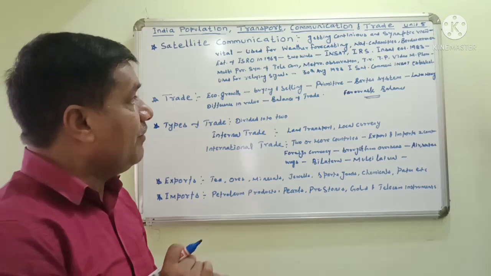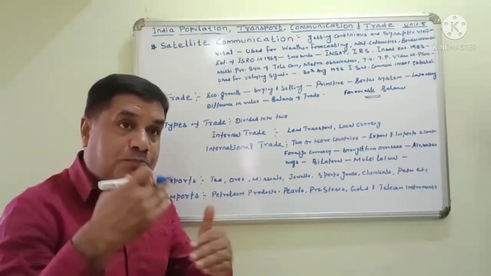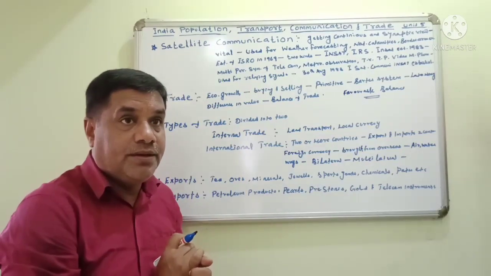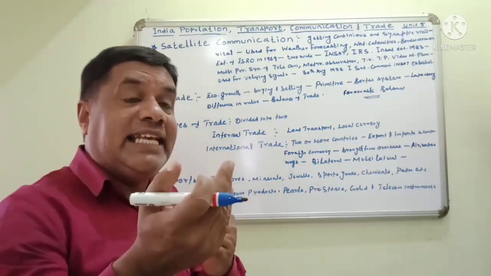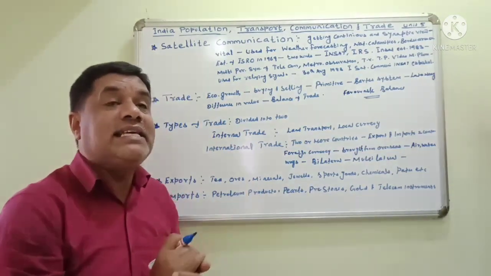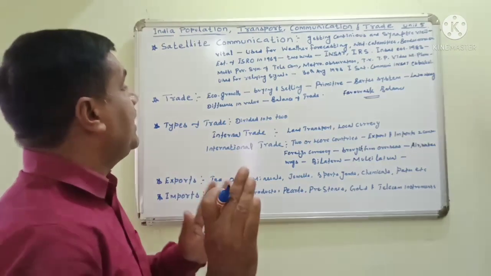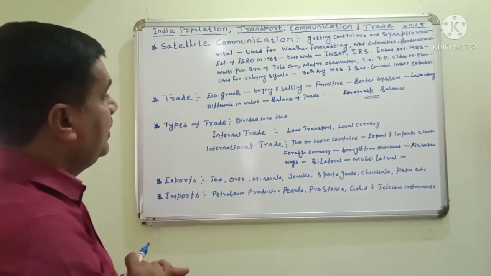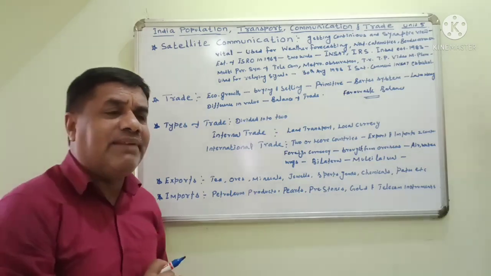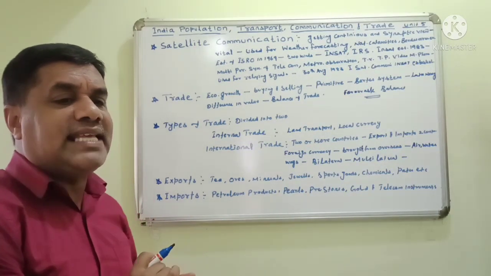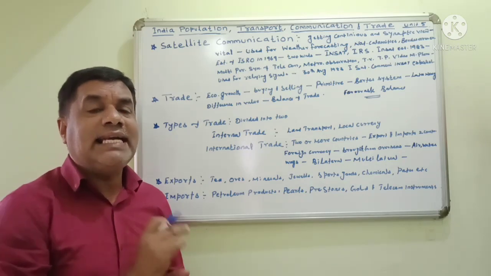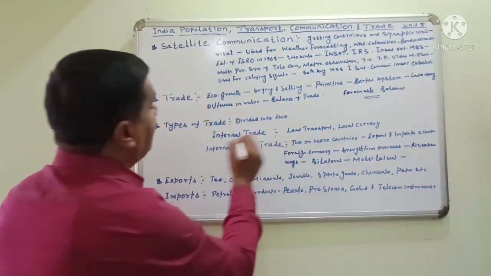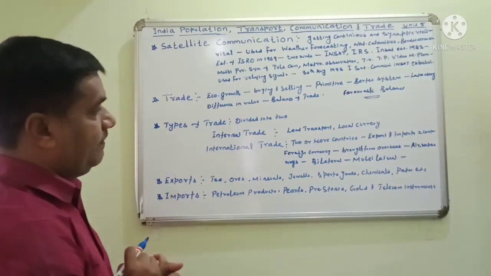Understood, students? Favorable balance of trade: if export increases and import decreases. If export decreases and import increases, it means unfavorable balance of trade. Noted. Next, types of trade. Trade is divided into two. One is internal trade. The second one is international trade. Internal trade and international trade.